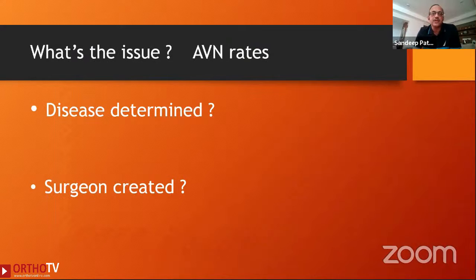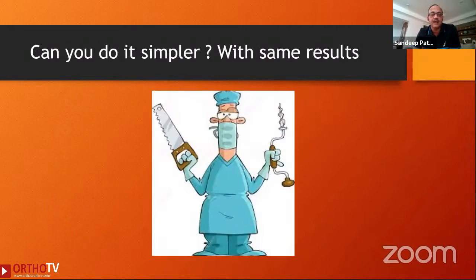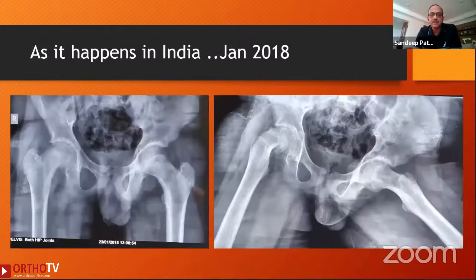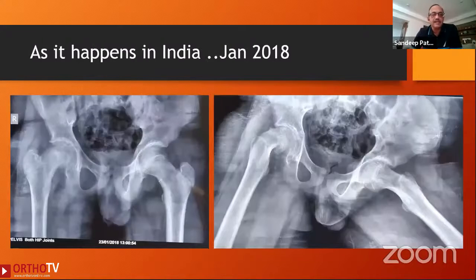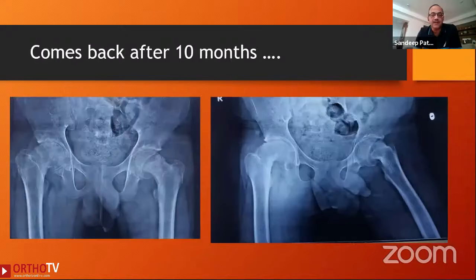So what is the issue here? Is it disease determined AVN or surgeon created AVN? And what I thought was, can we make it simpler with the same results? So this is an example. We had a slip on the right side. He went away, did not accept treatment of surgery, and came back with a left-sided slip. And you can see the right side, how it has healed.